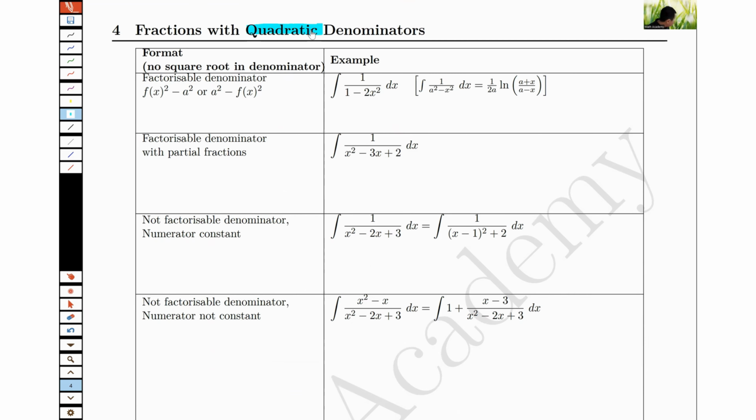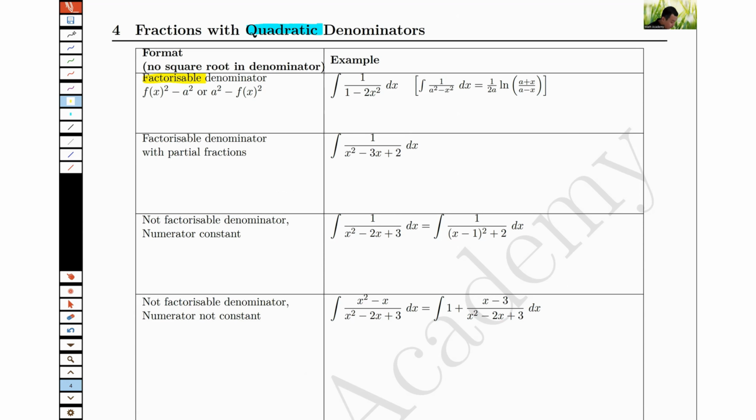We need to recall everything. There are a few steps that we should think about and different structures. First, you consider whether your denominator can be factorized or not. Something like this, f(x) squared minus a squared, or a squared minus f(x) squared. This can be factorized. You can do your a plus b, a minus b.